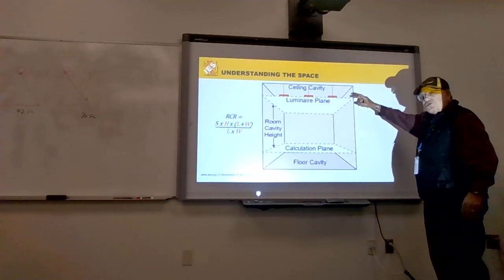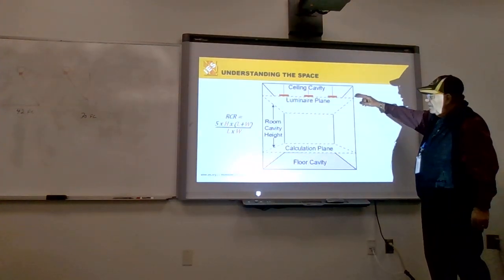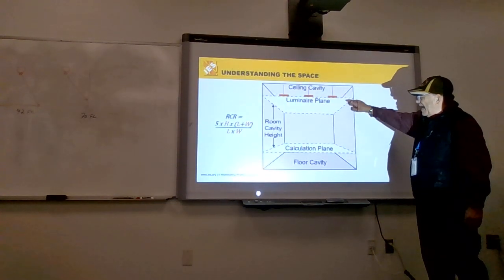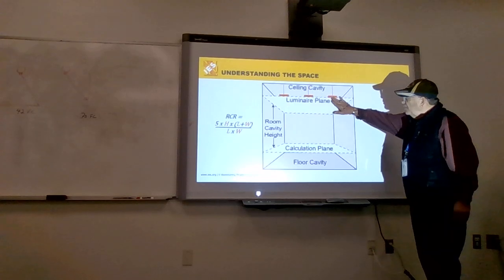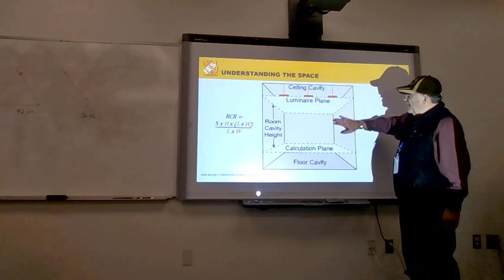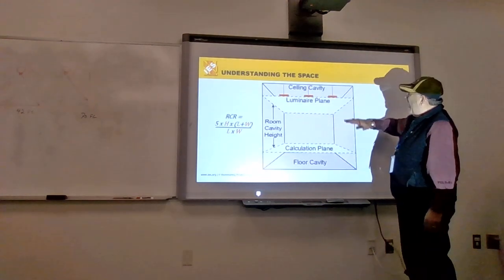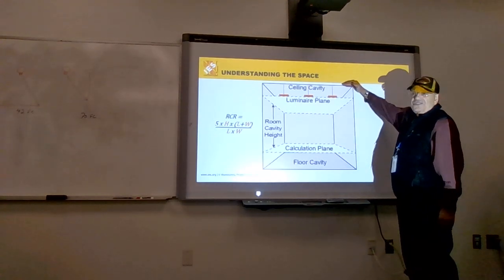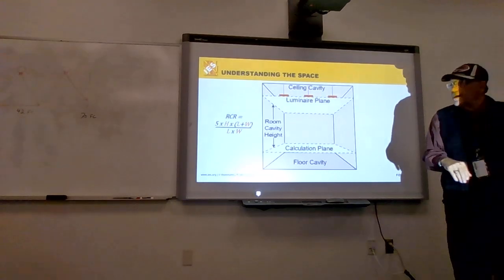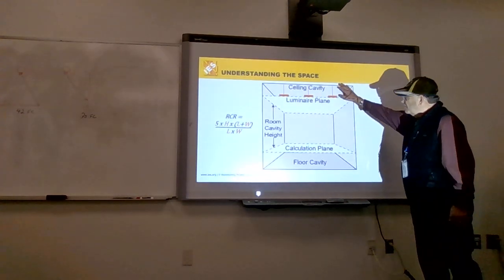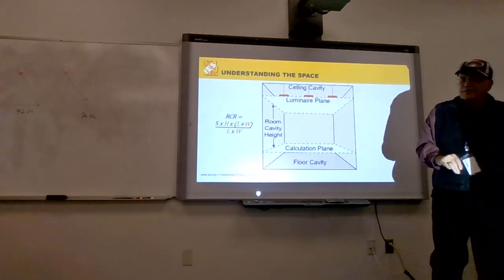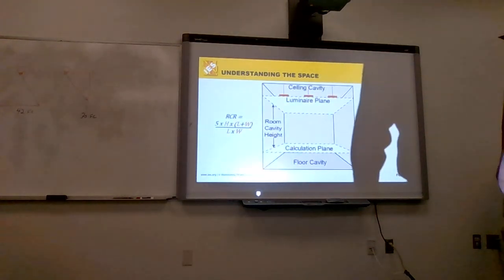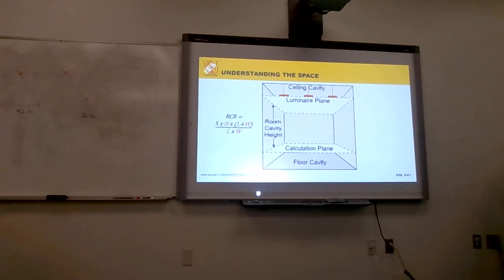But we have to understand, okay, that we're talking about this area here, the room cavity. Okay, if the luminaire was up here, then the room cavity would be the exact height, the distance between the calculation plane and the top of the room. But in this particular case, we have to subtract this area up here because the luminaire is below the ceiling plane. So that's your room cavity ratio.